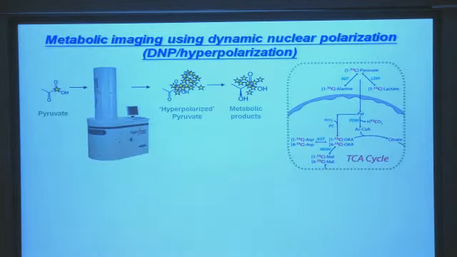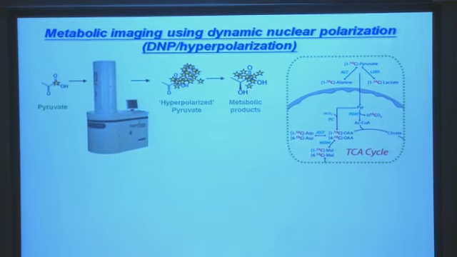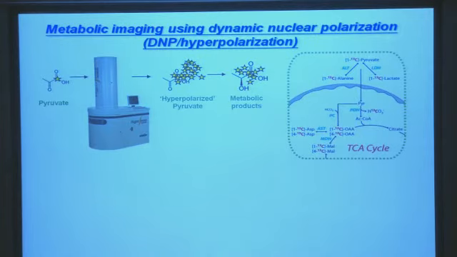Now I would like to switch gears to talk about a current project that I'm working on, which is imaging metabolism using dynamic nuclear polarization, or so-called hyperpolarization. NMR using stable isotopes has been routinely used in whole body studies of human metabolism. However, the major drawback of this assay is the low abundance and sensitivity of the nuclear spin, resulting in a low signal-to-noise ratio.